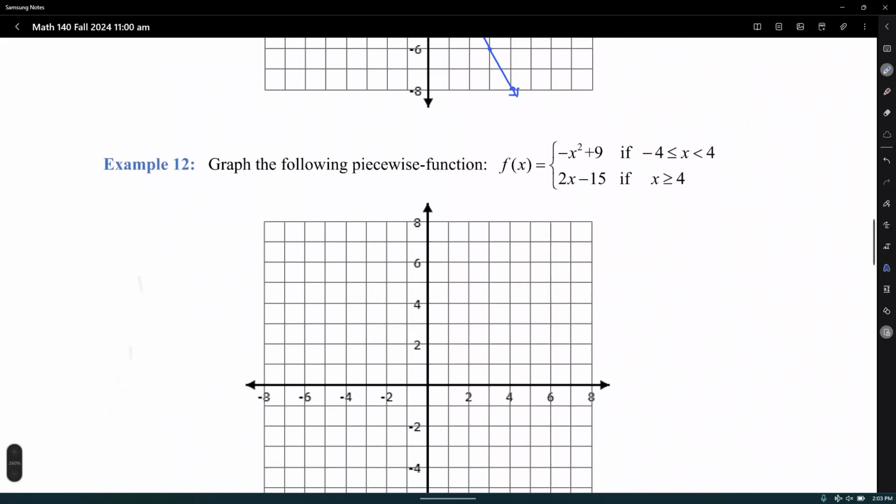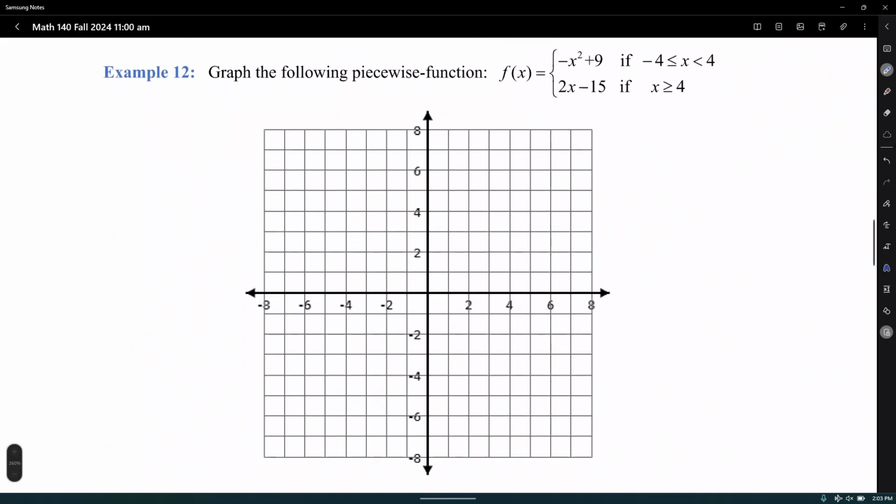Let's have a look at the last one. Graph the following piecewise function: negative x squared plus 9, if x goes between negative 4, including that value, and positive 4, excluding. Including means solid bubble, excluding means open circle. And the second part is 2x minus 15, if x is greater than or equal to 4. Okay, guys, actually, we're going to take a different approach here.